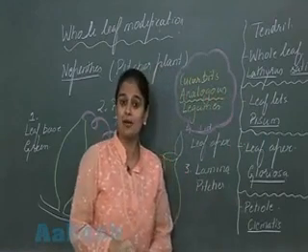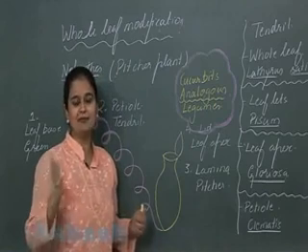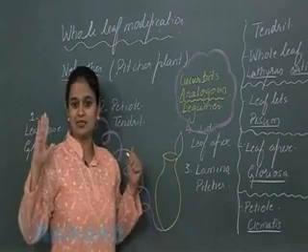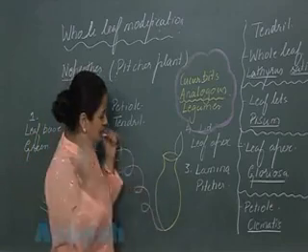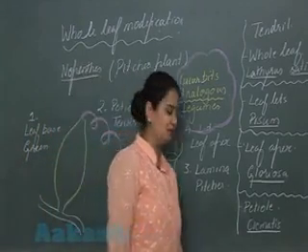So this is all about the leaf. Here we have discussed the types of the leaf on the basis of the lamina. Then I have discussed venation. These are the modifications. Now I will be starting with the inflorescence.